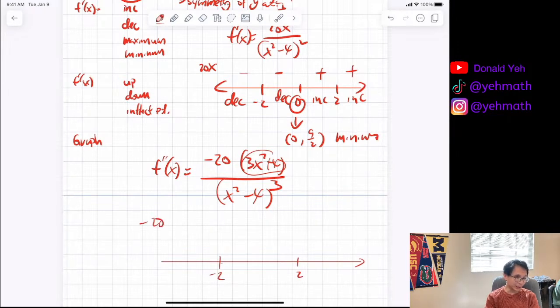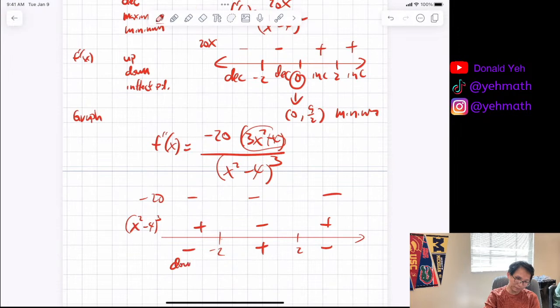Now, -20 is going to affect all the signs though. -20 is going to give you all the signs negative. Is that okay? Because -20 is going to affect everything here. Sorry, I'm going to test the bottom. It's x squared minus 4 to the third. This one's positive, this one's negative is positive. So it's going to be positive, negative, negative. So it's going to be down, up, down.